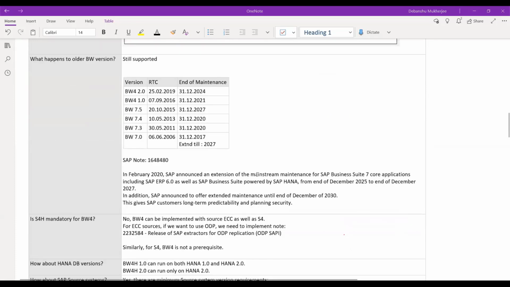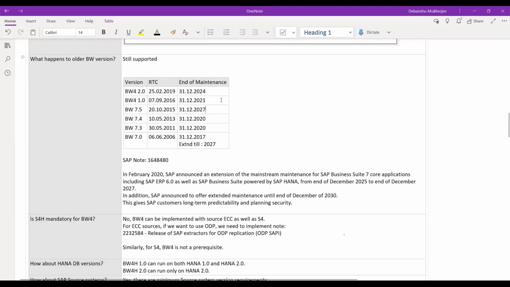Then the next question is, what happens to the older BW versions? Are they obsolete or are they still supported? The answer is they are still supported. And this is the table I have created for a quick overview of which version of BW is supported till what date. Okay, RTC stands for release to customer. So starting from 7.0, it was released in 2006. Earlier, SAP said that I'm going to stop the maintenance in 2017, but recently they announced that it will be extended till 2027. So we still have time, customers still have time to prepare, plan their migration and go to BW4HANA. 7.3 till 2020, 7.4 also 2020, 7.5 is there till 2027.